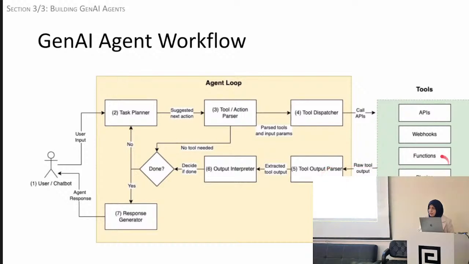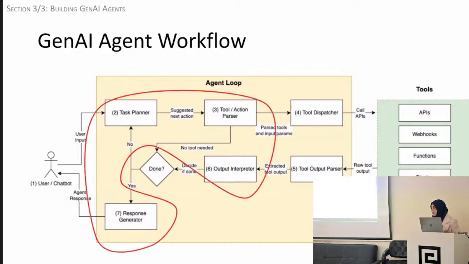And then when those tools give their output, that output has to be interpreted. The agent has to decide whether the task is complete or more steps are needed. If more steps are needed, it'll go back into the loop. If it's done, then it'll generate a response to the user and say, your order for such and such has been placed, and so on, or confirm or get user input or something.